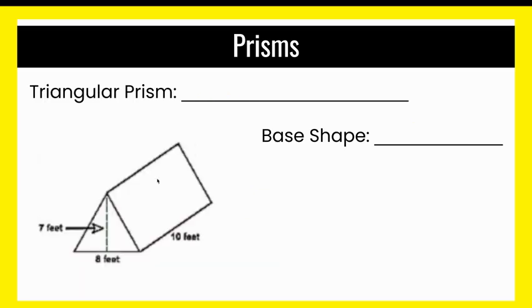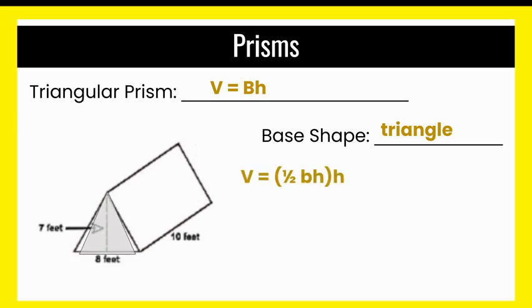Triangular prism, like I said before, the name indicates what kind of shape it is. This is a triangular prism, and that tells me that my base is a triangle. So still the main formula for volume is V is equal to big B H. Big B stands for the area of the base. We just said the base is a triangle. Well, the formula for the area of a triangle is 1/2 little b times the height.